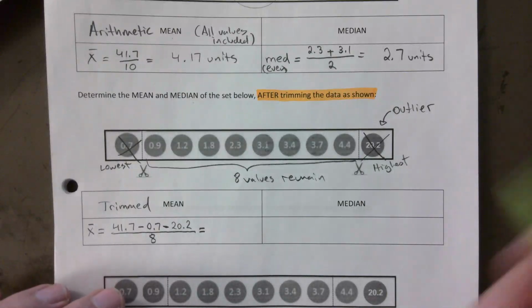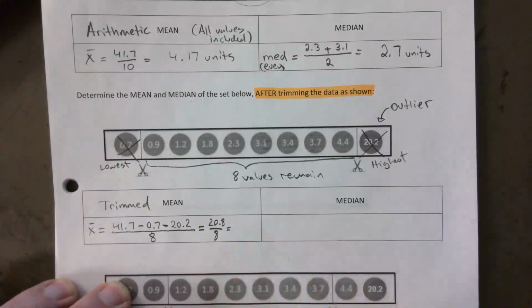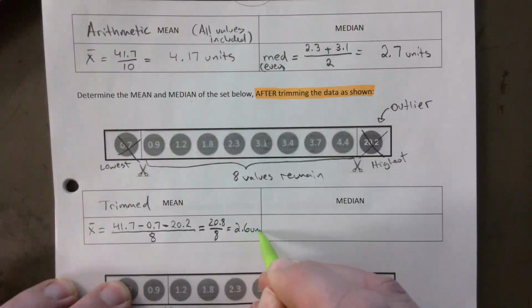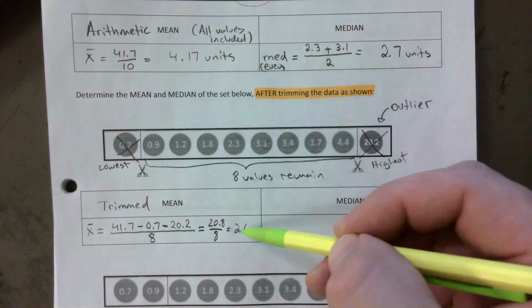That would give you 20.8 divided by 8. And so now you have 2.6 units. Bled a little bit into the other one. But watch this, it dropped, right?